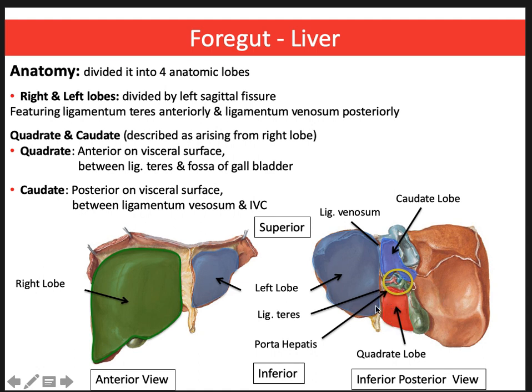So all those lobes are anatomic lobes, not functional lobes. They're just described because they are separated by different structures, so they appear to be different lobes.